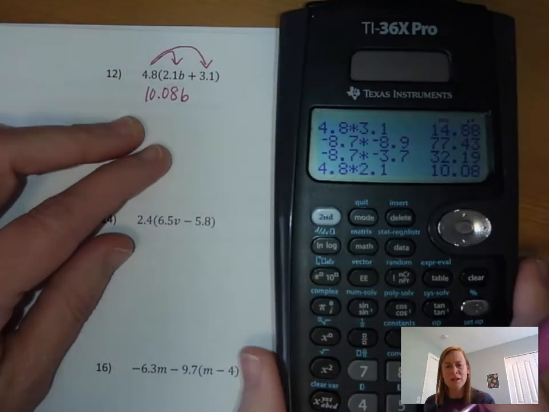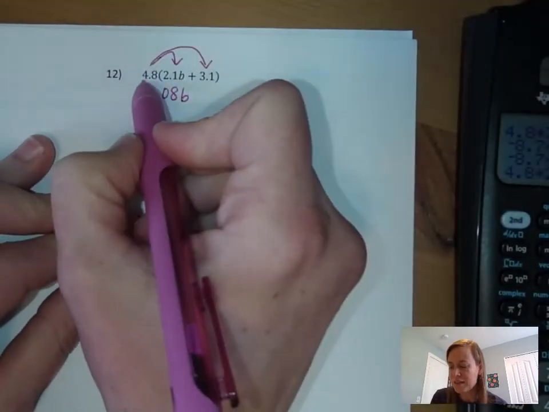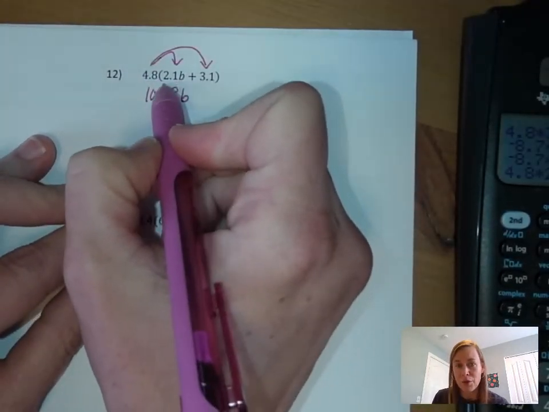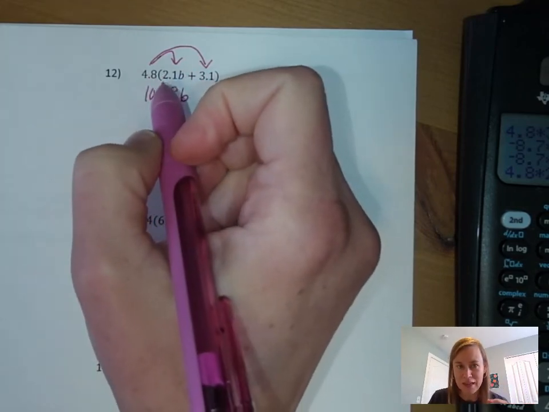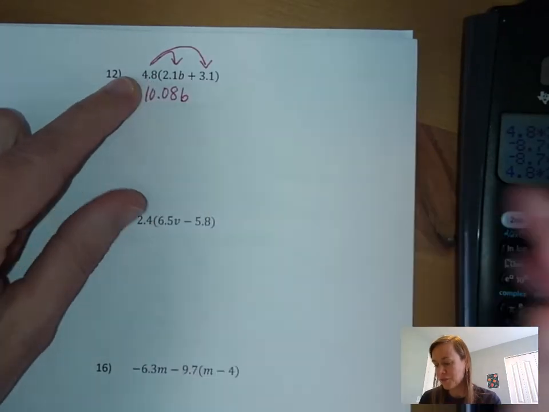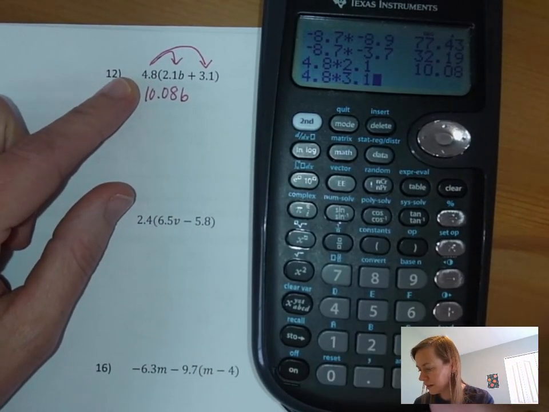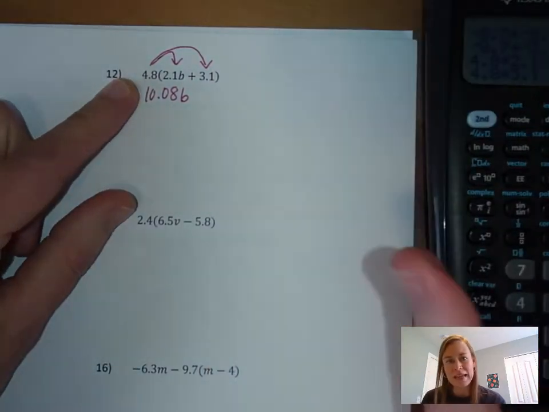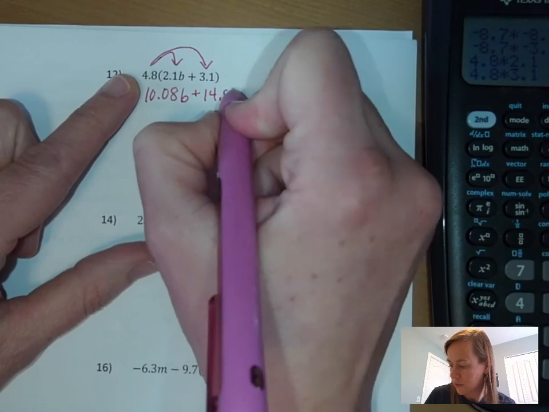Also, just a note, don't try to put the b in your calculator. It's not going to work out too well. You want to just take the numbers, the coefficients or constants or whatever you're multiplying, just the number parts, multiply those together, and then add that variable on later. Next, we're going to do 4.8 times 3.1, which is 14.88. And it's a positive number, so we're going to do a plus 14.88.